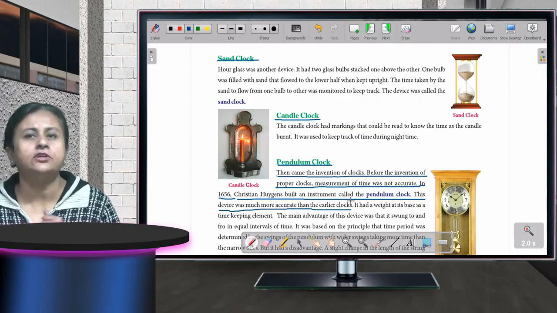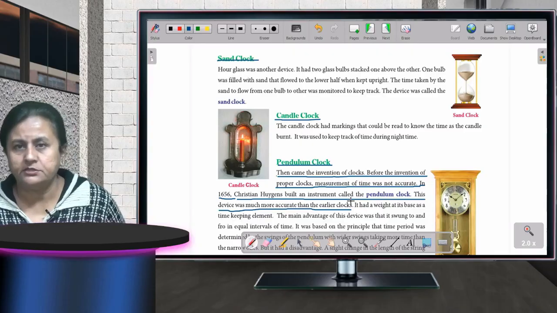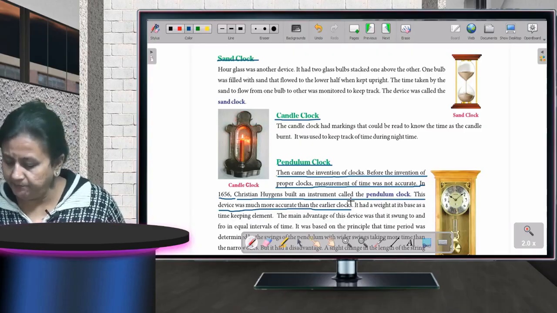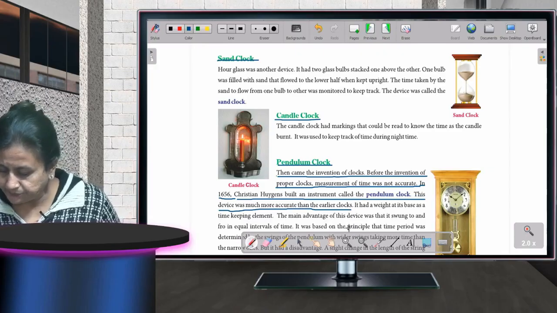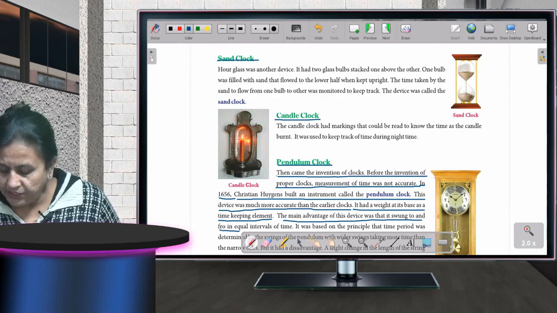But with the passage of time, things changed, and what happened? Pendulum clock was designed. It was much more accurate than the earlier clocks which were used. Fine. Then it had a weight at its base as a time-keeping element. The main advantage of this device was it swung to and fro in equal intervals of time. Fine.